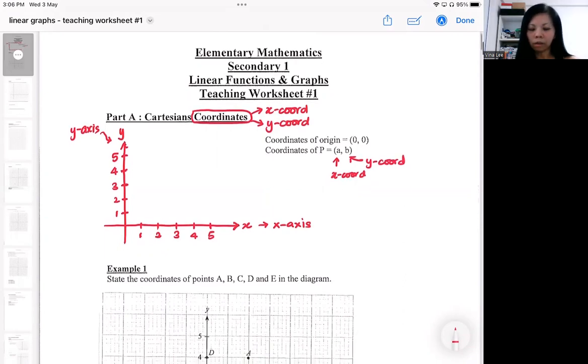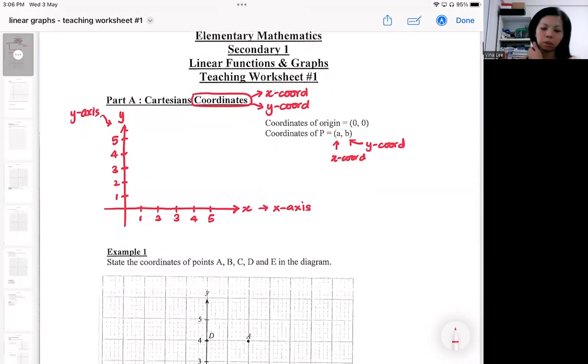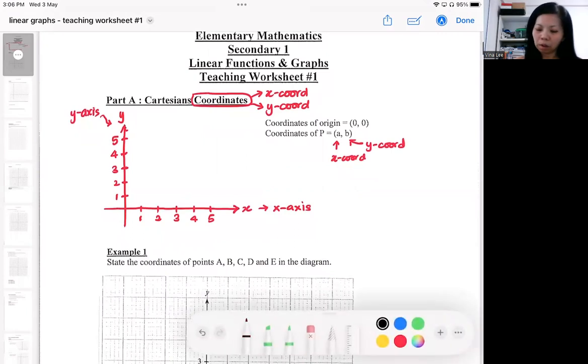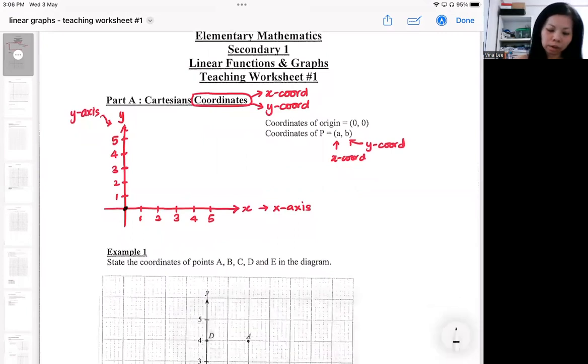One of the important things you need to understand is that there is something called the origin. The origin is right in the center. This is where both the x-axis and the y-axis meet, and this is the coordinate (0, 0). The x coordinate is 0, and the y coordinate is also 0. There's a special name for this: it is called the origin.